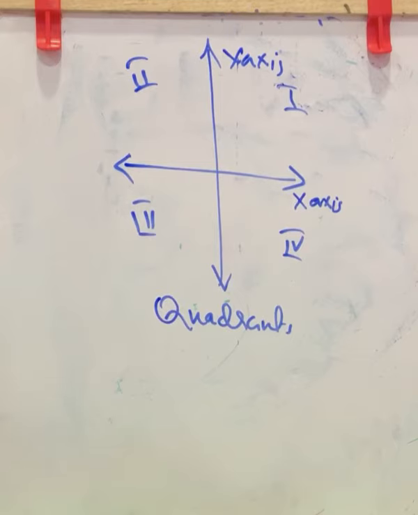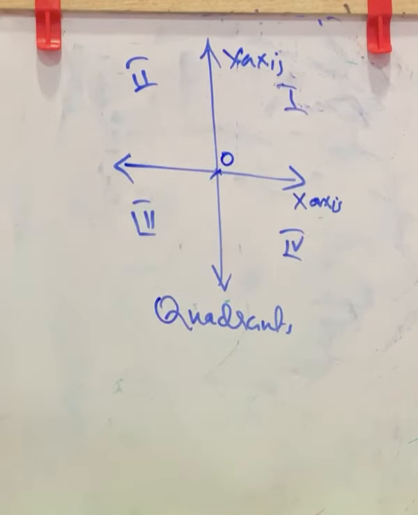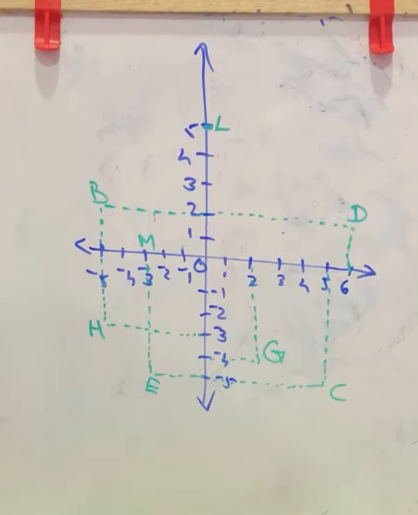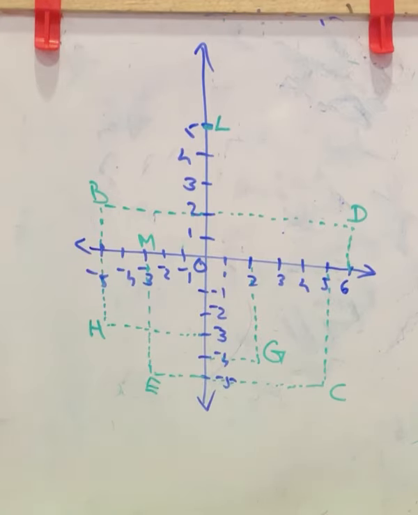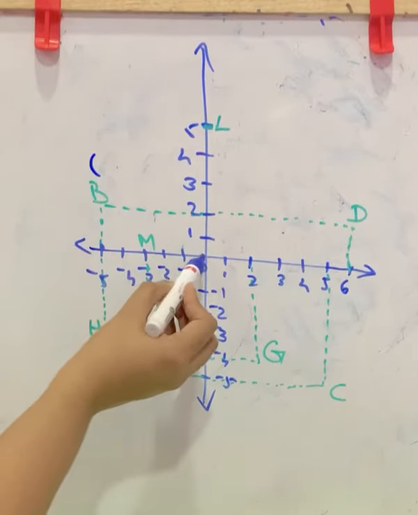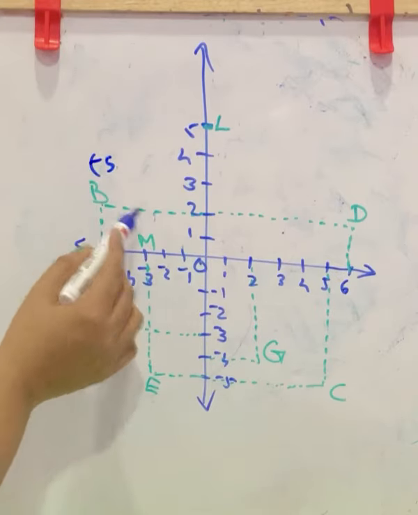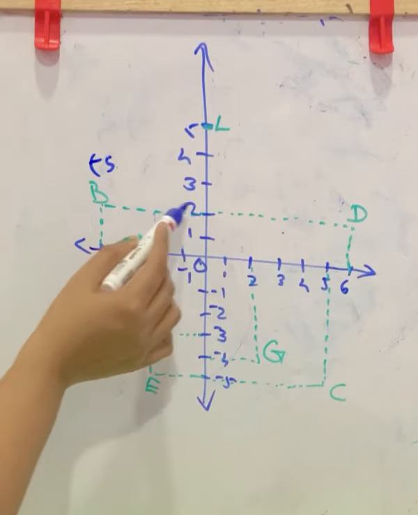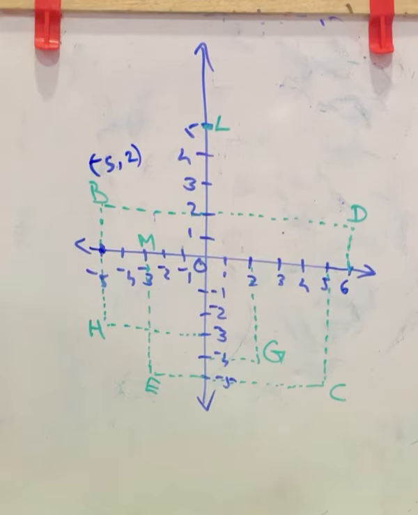Write the name of the point where the two lines intersect. The two lines intersect at the origin and it is denoted by O. This is the origin O. Next, see the figure and write the following. The coordinates of B. This is B here. For the coordinates, first you say the x coordinate, then y. Here the distance on the x-axis is -5. Now what is the height here? You want to check the height here. The height is 2. So -5, 2 are the coordinates of B.